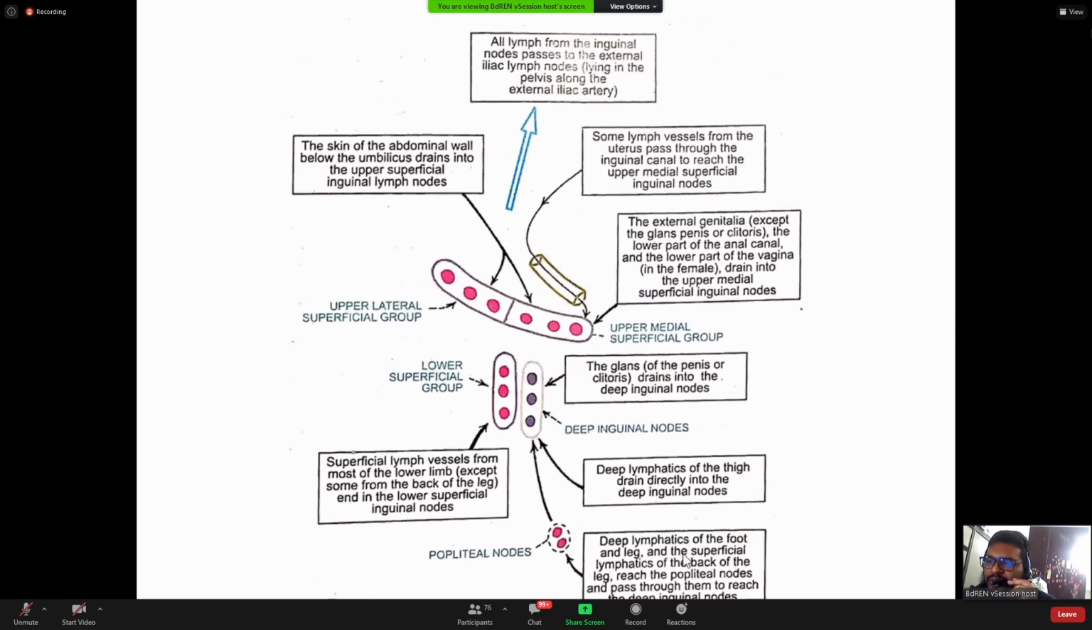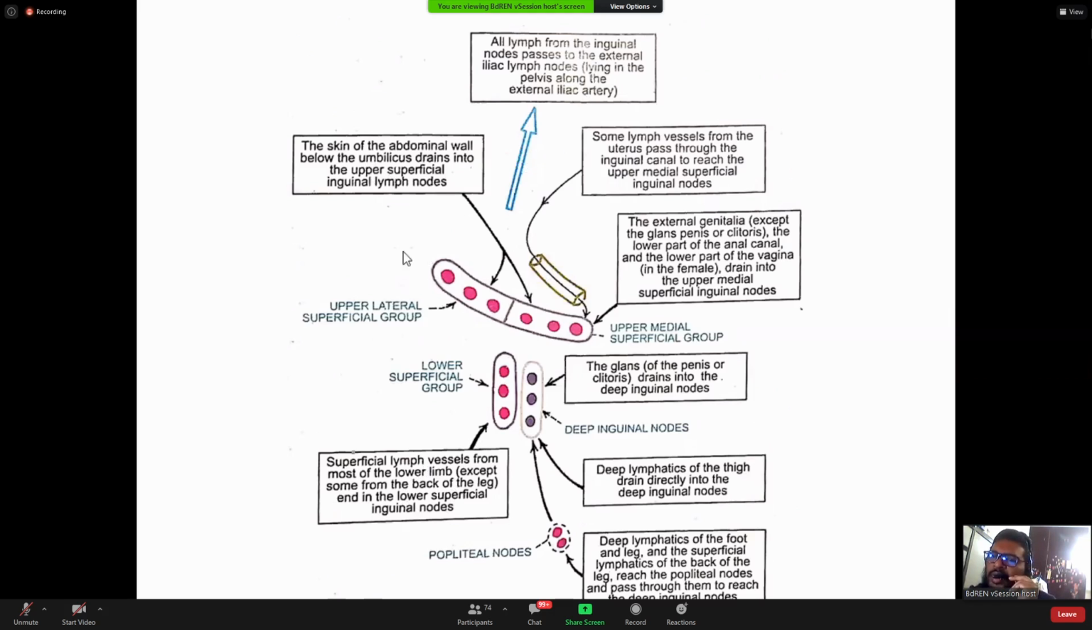The deep lymphatics of the foot and leg and superficial lymphatics of the back of the leg reach the popliteal nodes and then the deep inguinal nodes. From the deep inguinal nodes, it goes to the external iliac nodes and aortic lymph nodes, both superficial and deep. And what about the superficial ones? The superficial lymphatics from most of the lower limb go to the lower superficial nodes, then to the deep, and then eventually to the external iliac and aortic lymph nodes.